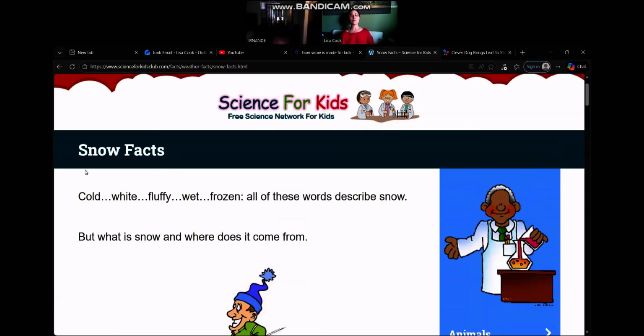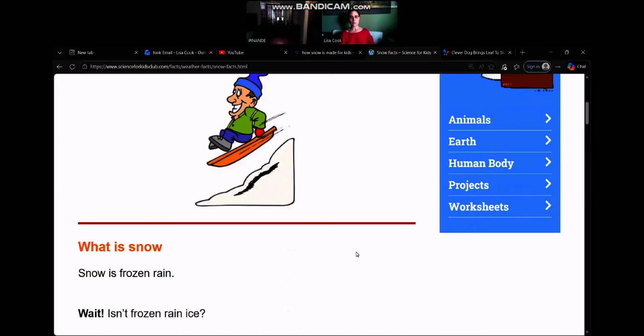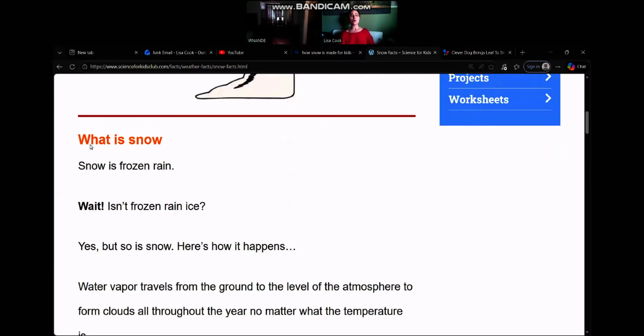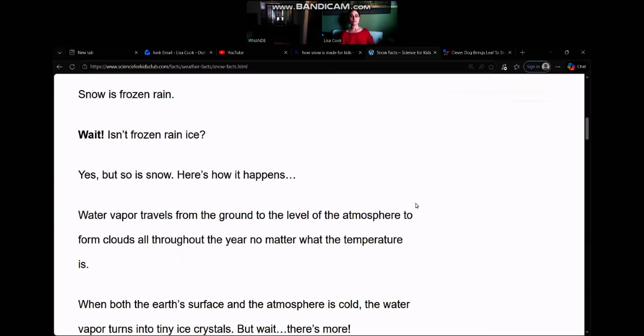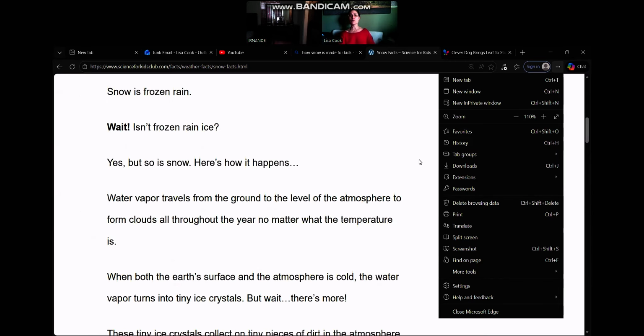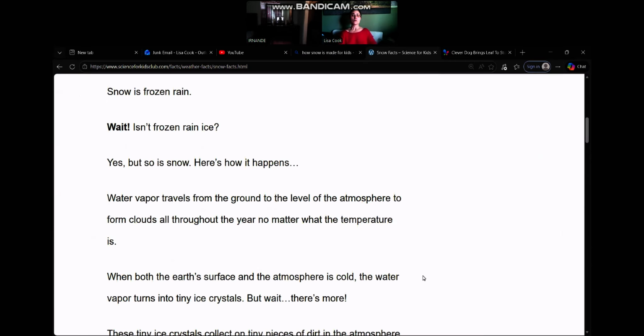Snow, and you're talking about snow facts. And what they're doing here is, what is snow and where does it come from? That is your topic, your essay statement, okay? They're going to tell you what is snow and where it comes from. What is snow? That's going to be your headline. Let me decrease it just a little bit. Read that and tell me what you understand.